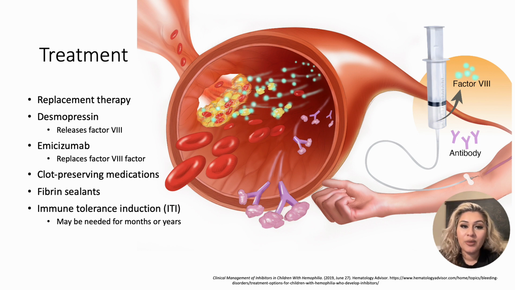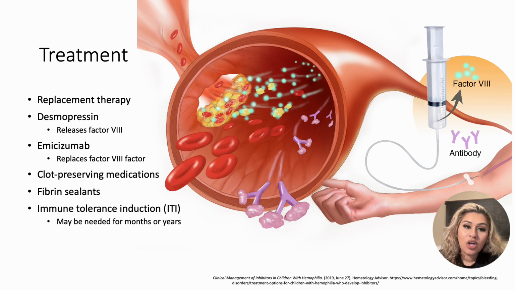In replacement therapy, you receive human plasma concentrates or lab-made clotting factors. Desmopressin is a hormone that can be injected slowly into a vein or used as a nasal spray to stimulate the body to release more clotting factor. Emicizumab is a drug that can help prevent bleeding episodes in people with hemophilia type A.